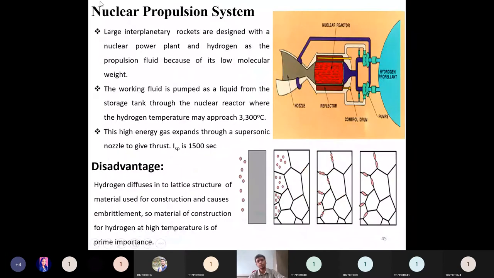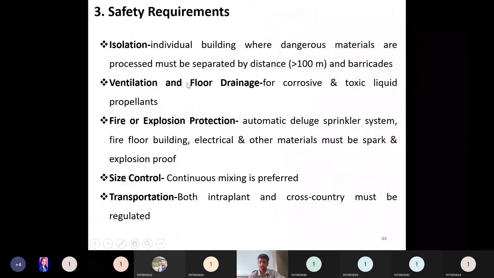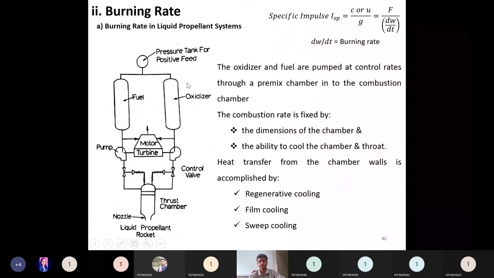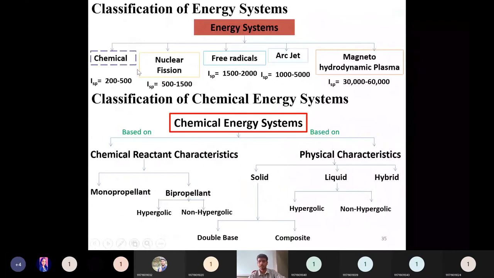This is the nuclear propulsion system. As the name indicates, various propulsion systems or energy systems we have seen earlier. We have classified various energy systems: nuclear propulsion system, chemical energy system, free radical, arc jet, magneto-hydrodynamic, plasma. Out of these, the main topic which we covered in the previous classes was the chemical energy system. Now we will see a small topic, which is nuclear fission or the nuclear energy system.